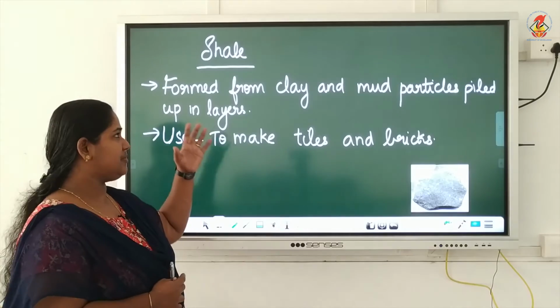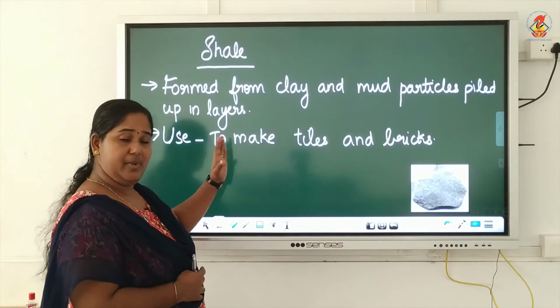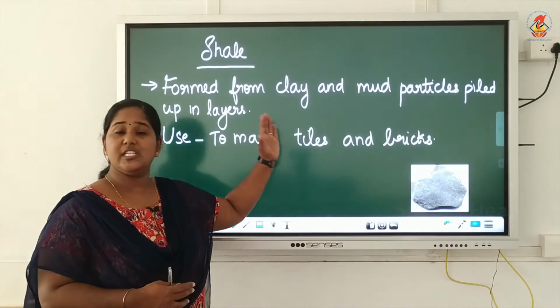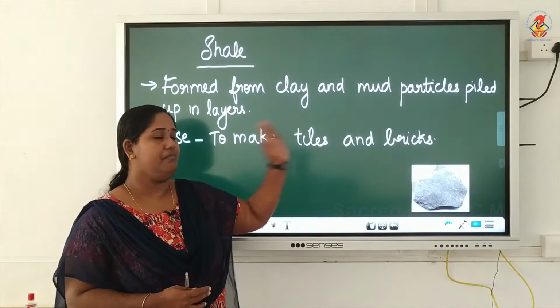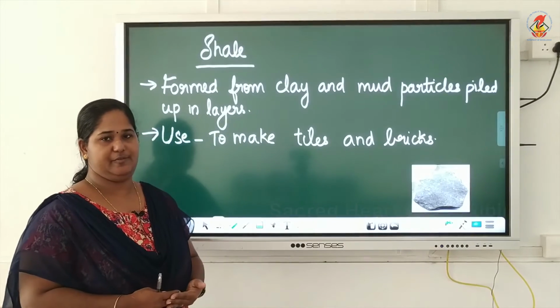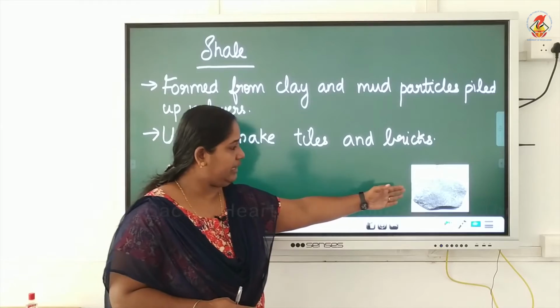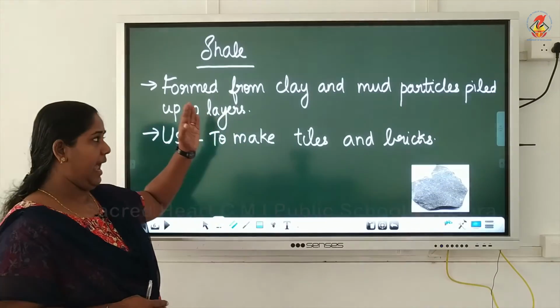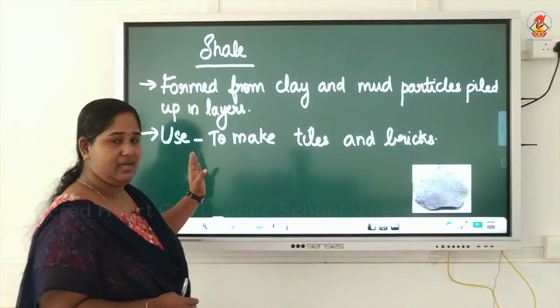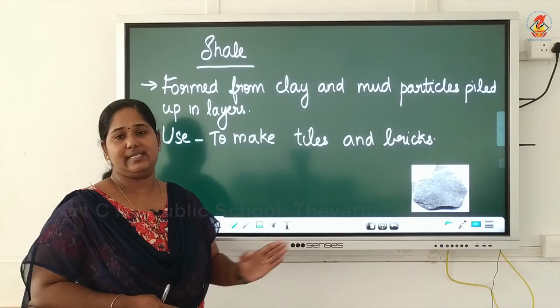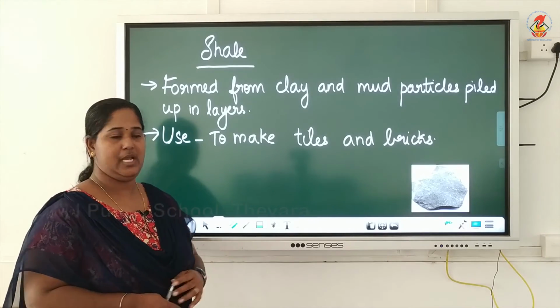You know that tiles and bricks break faster compared to other building materials, isn't it? That is only because they are made up of a sedimentary rock called shale, which is made up of clay and mud. Clay and mud are not strong enough. So shale is a sedimentary rock. The picture is shown here. It is formed from clay and mud cemented up in layers. It is used to make tiles and bricks.